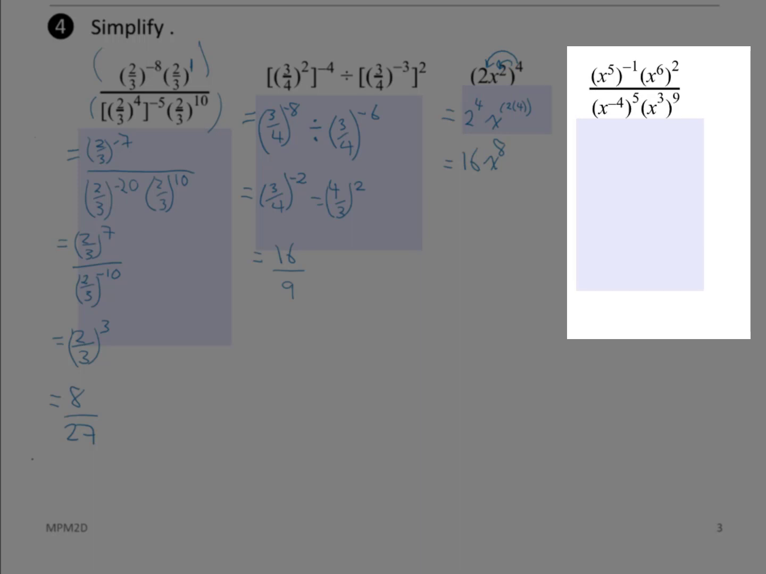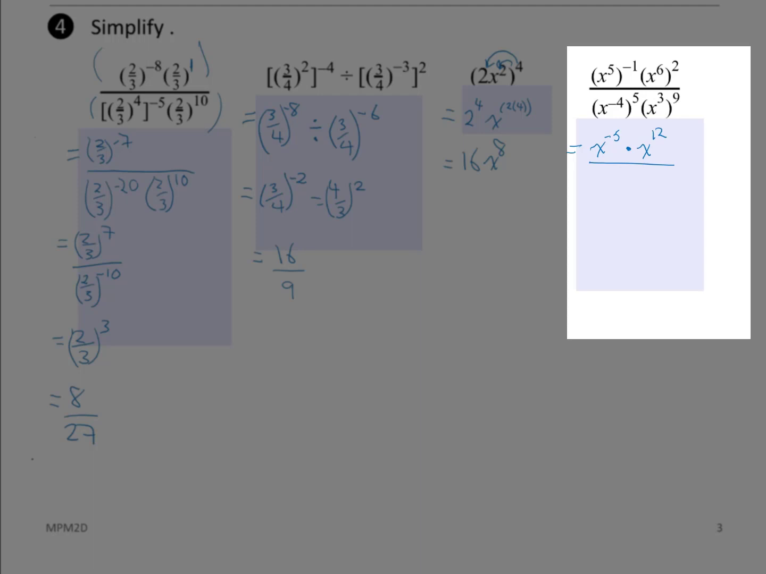We're going to simplify and get everything as one power, and then we'll deal with it from there. So let's deal with the numerator to start and the first term. So we have x to the power of 5 to the power of negative 1. 5 times negative 1 becomes negative 5. And then this is going to be multiplied by our second term. x to the power of 6 to the power of 2. Well, that's just going to become x to the power of 12, because 6 times 2 gives us 12.